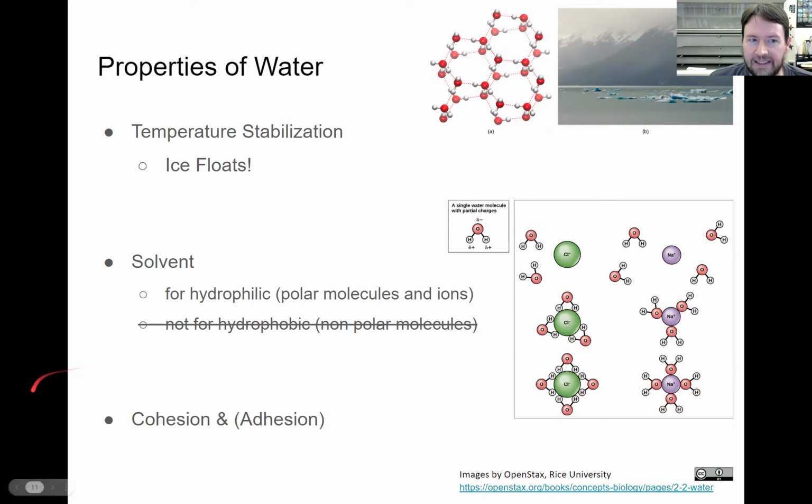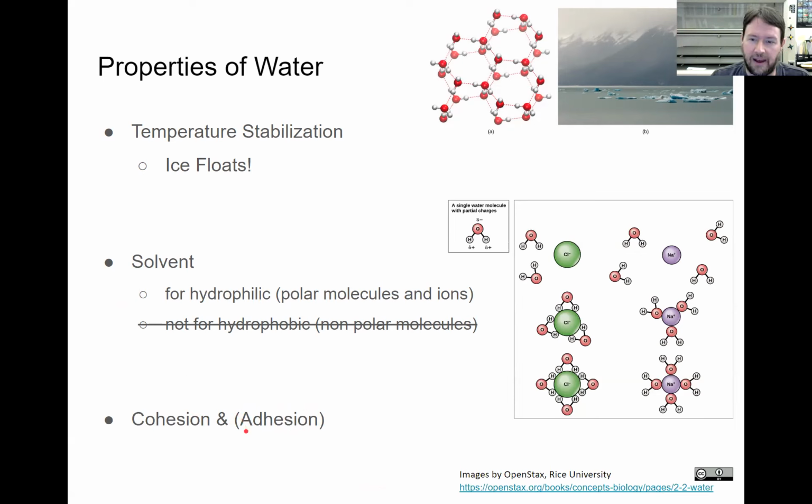And lastly, water has this property called cohesion, meaning it sticks to itself. So you can form droplets of water that can precipitate down from the sky. You can have surface tension on the surface of water, so you could have water striders that live on that. And you could also have plants sucking up water from their roots to their leaves through the cohesive nature of water. And then water also has this property called adhesion, which means that water will adhere to, or stick to, hydrophilic substances.